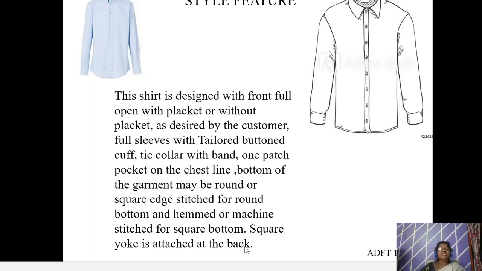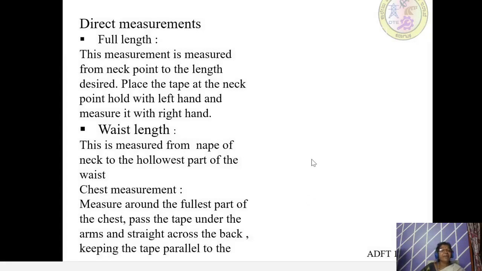Why do you have to know the style feature? With the help of the style feature only, we can construct the components of the garment. We can do the pattern drafting by knowing the style feature. Without the style feature, we cannot do the drafting. So the style feature is quite important to understand. Now we know what measurements we require for a shirt.